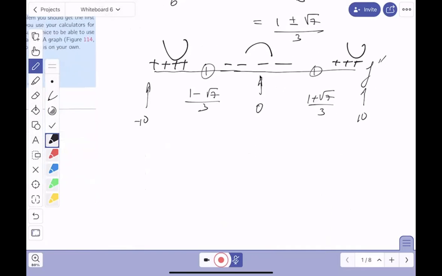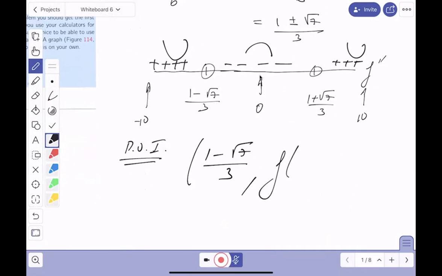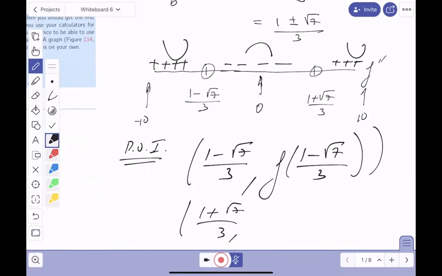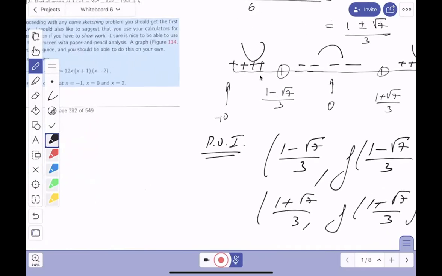So I got points of inflection now, POIs. What are they going to be? 1 minus root 7 over 3, f of 1 minus root 7 over 3. These are nasty numbers, I know that. The other one's going to be 1 plus root 7 over 3, f of 1 plus root 7 over 3. By the way, if a mistake happens, I'll know it by looking at the key.